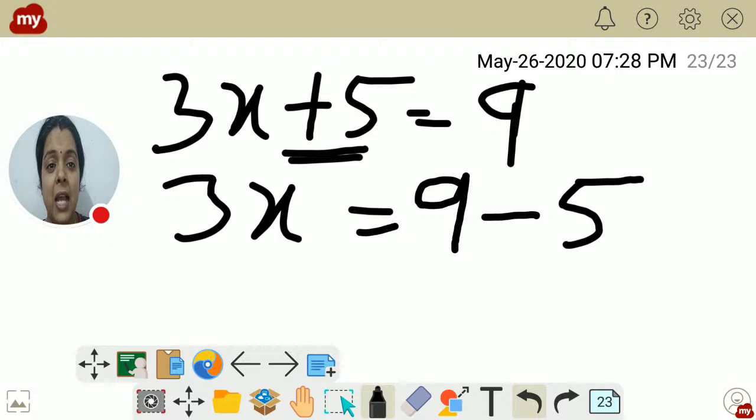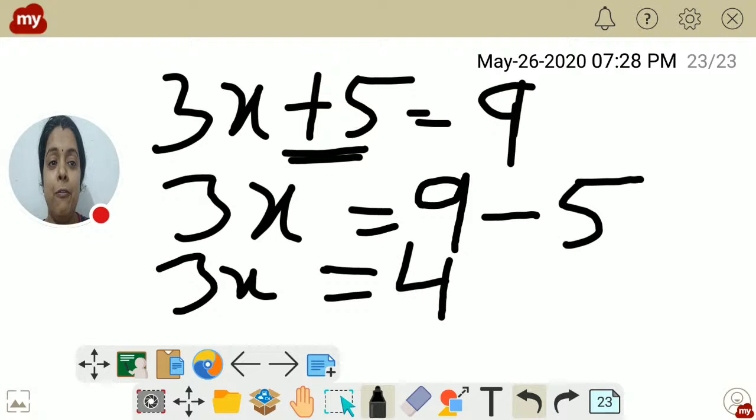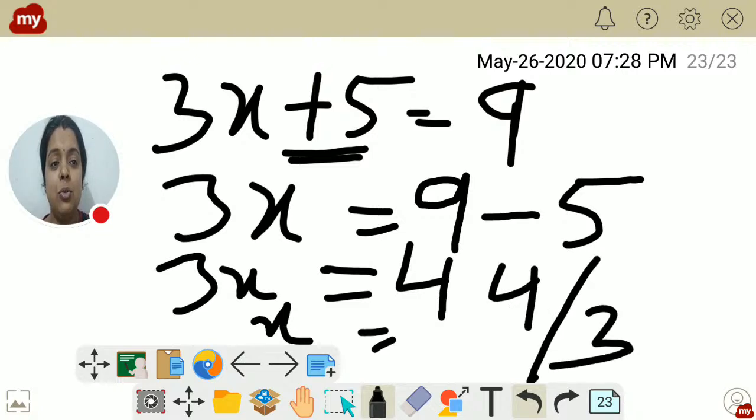Now what I'll do, I'll solve it first. 3x is equal to 9 minus 5 is equal to 4, right? Now what is left? The very close friend of x. But the problem is x cannot live in its own room, so x has to find its importance also. So x is here and 3 is the numerator. So what I'll do, 4 by 3. Why? Because 3 is the numerator here, so it will be the denominator here. So x is equal to 4 by 3.